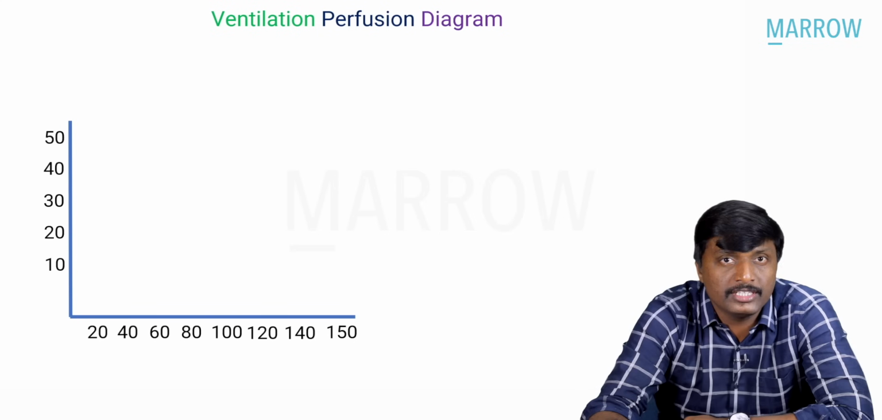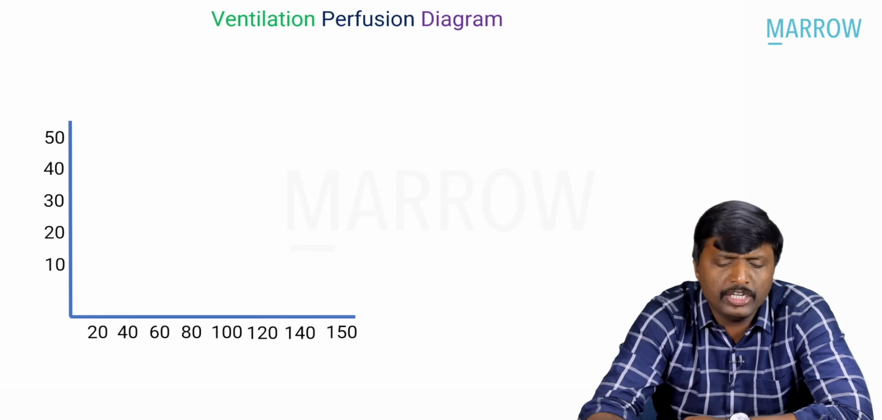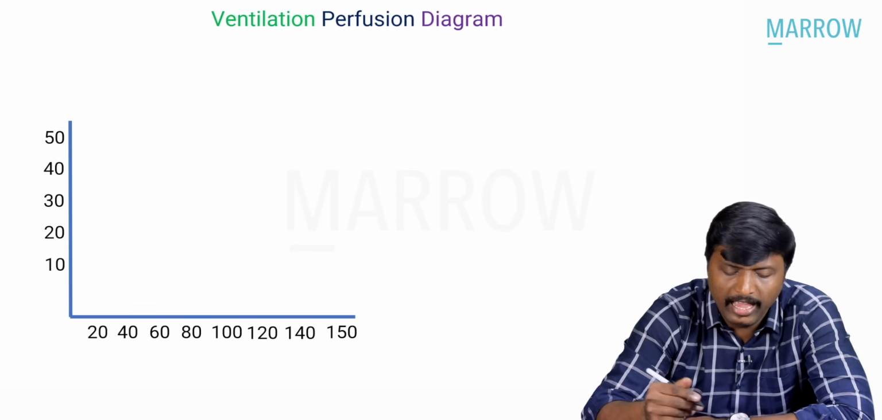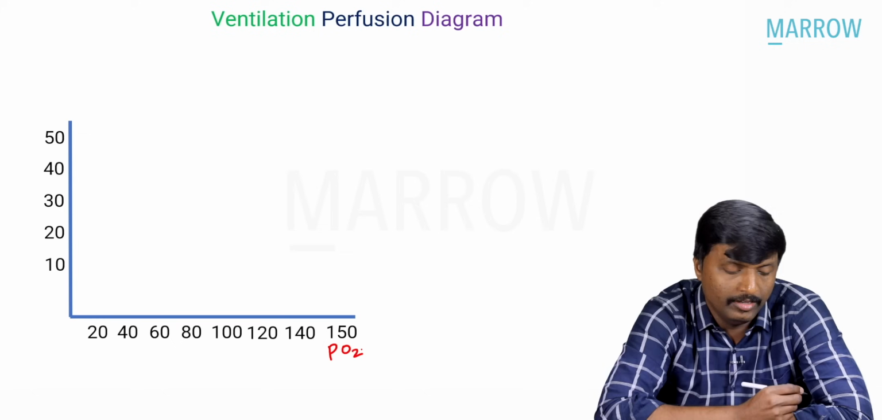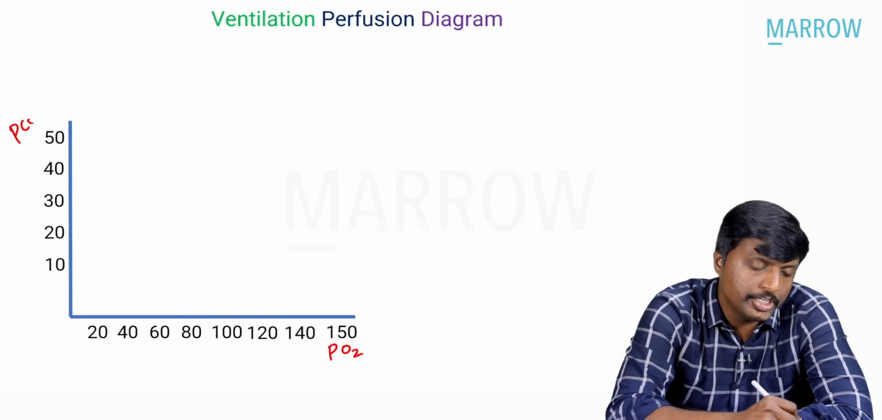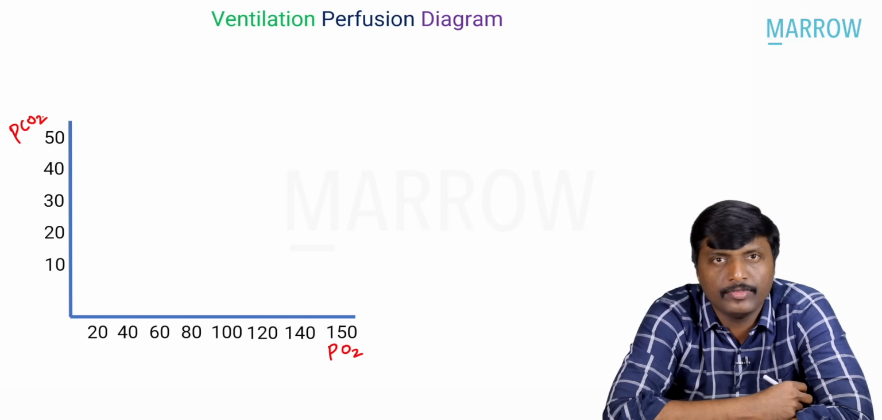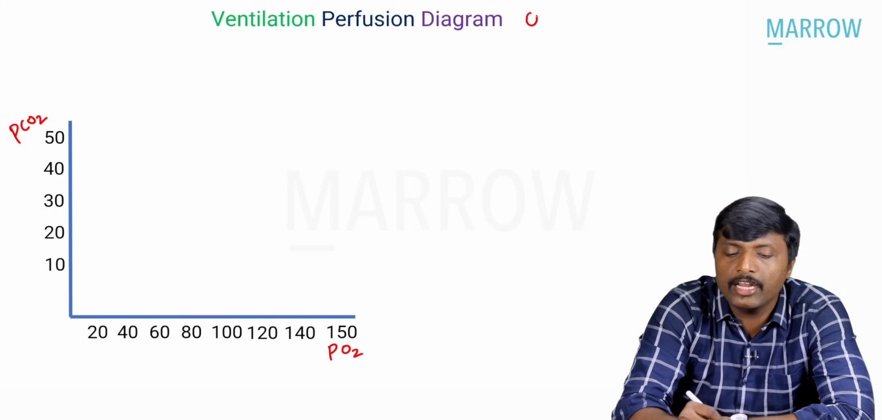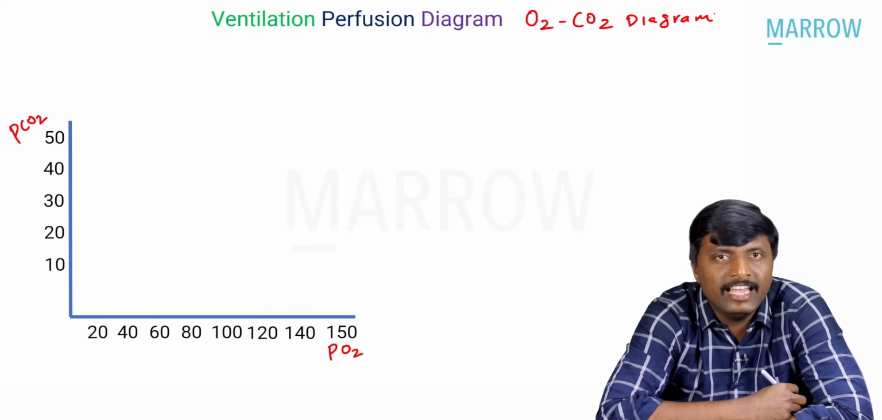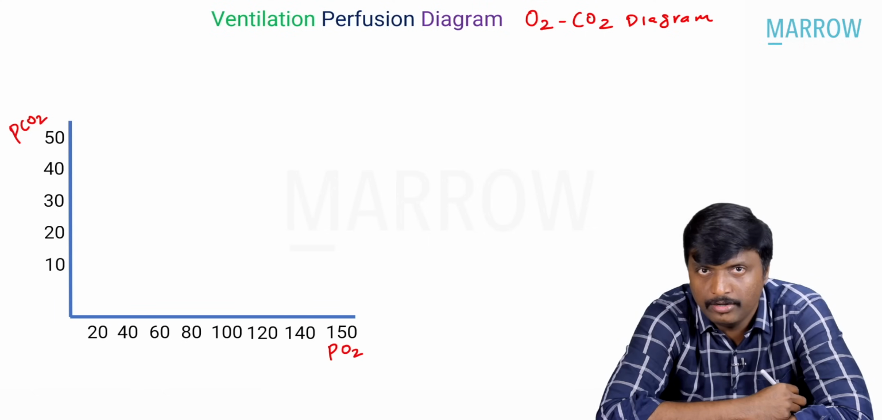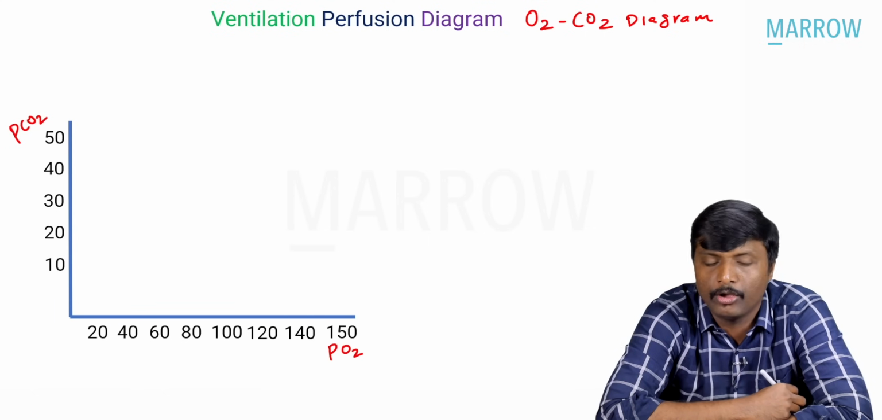Now let's look into this diagram. This simple ventilation perfusion diagram. X-axis partial pressure of oxygen, Y-axis partial pressure of carbon dioxide. That is why this diagram can be also called as oxygen carbon dioxide diagram. Okay. X-axis partial pressure of oxygen, Y-axis partial pressure of carbon dioxide, oxygen carbon dioxide diagram.